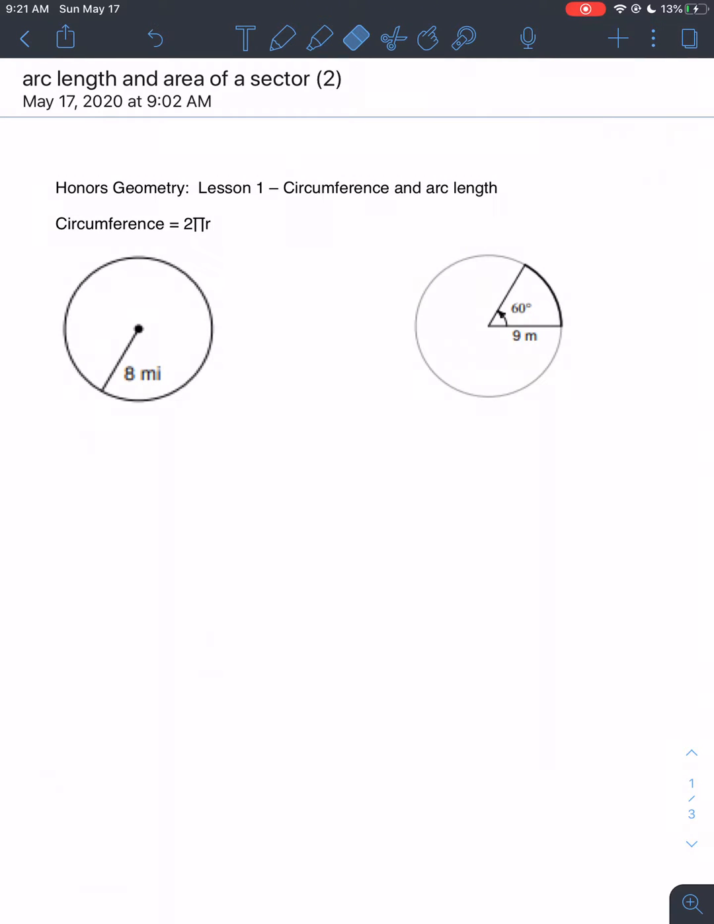This is Honors Geometry Lesson 1, Circumference and Arc Length. You probably recall that the circumference of a circle is the distance around the outside of the circle. And the formula we use for that is circumference is 2 times the radius times pi, or in this case about 16 pi. But what happens if it's just a fraction of the circumference?